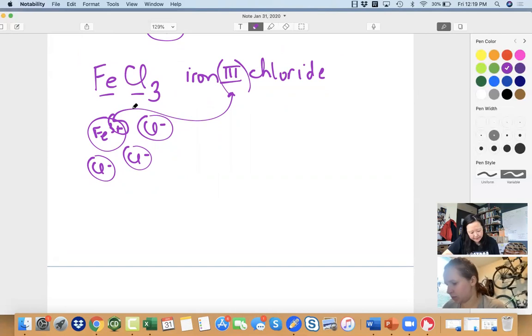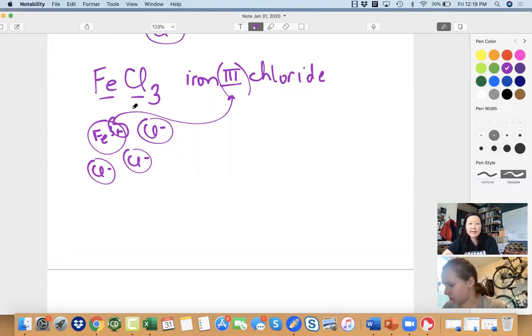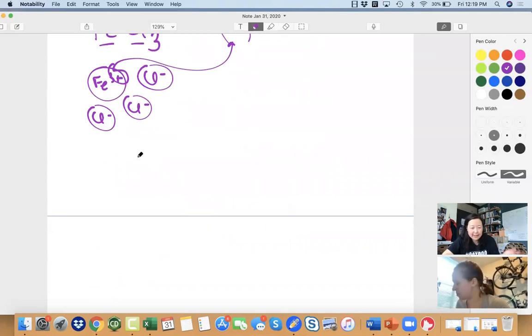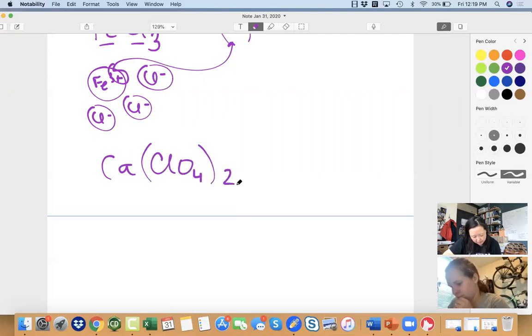So good. And then let's try one like you were asking, how do I know it's chloride and not chlorate or hypochlorite? So let's choose a different one. Let's say Ca(ClO4)2, and this one needs a 2 in order to balance out.